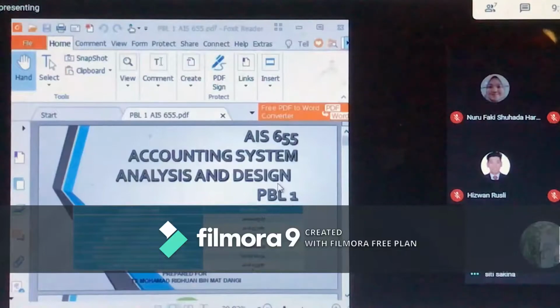Today, we would like to present about accounting system analysis and design, which is our PBL one, regarding the case study on Lestari Perdana Sdn Berhad.